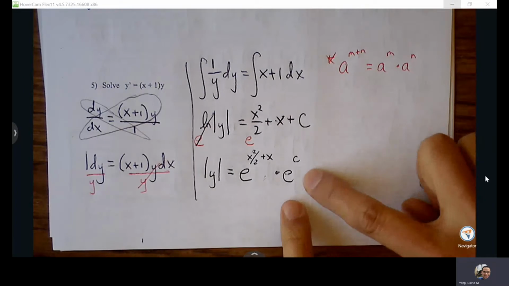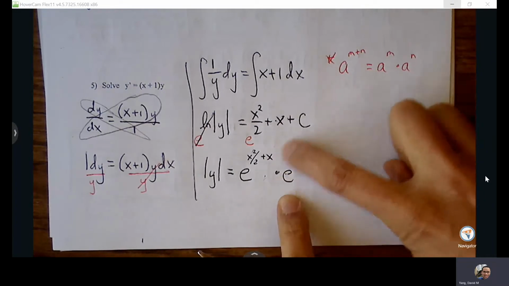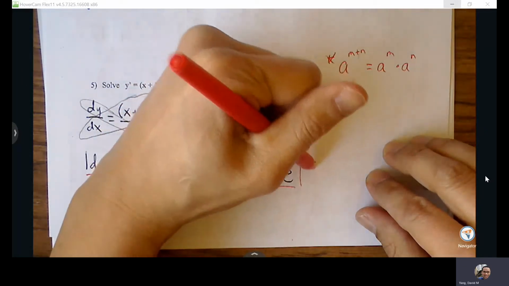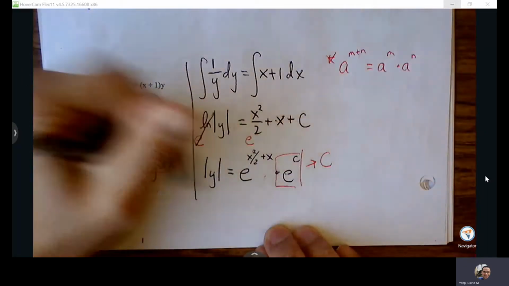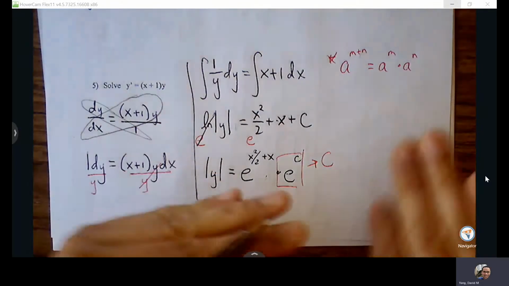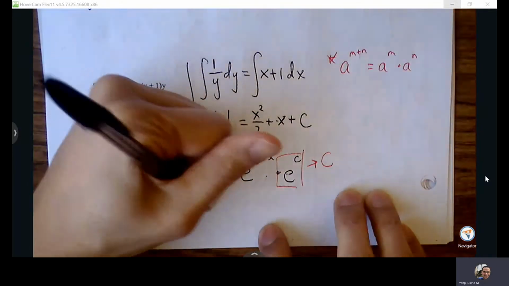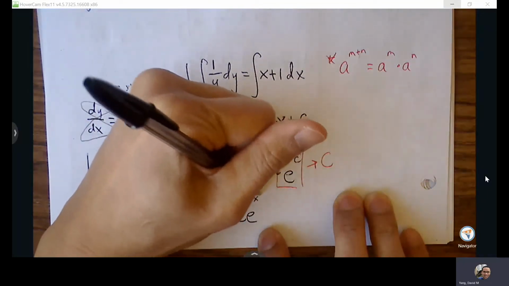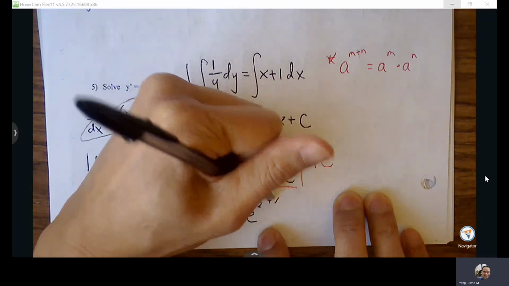And now that this e to the c is by itself, we can call it what? Just c. And we can push it in front as a multiplication coefficient. Along the way, we can also drop the absolute value, plus or minus, and that c will also absorb the plus or minus. So all we have left is just c e to the x squared over 2 plus x.